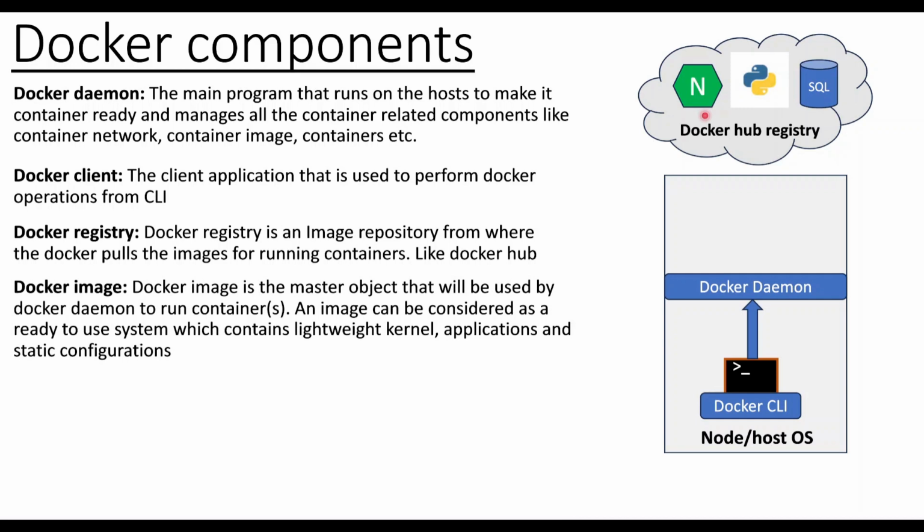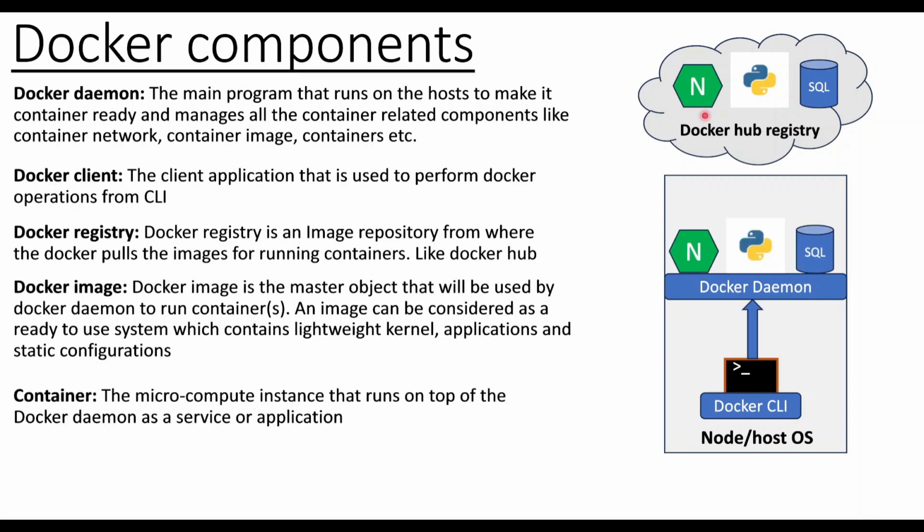Then the next component is Docker image. Docker image is the master object that will be used by the Docker daemon to run containers. An image can be considered as a ready-to-use system which contains lightweight kernel, application and static configurations. Next component is container itself. Now we can use those images to run the containers as a micro compute instance or microservices.